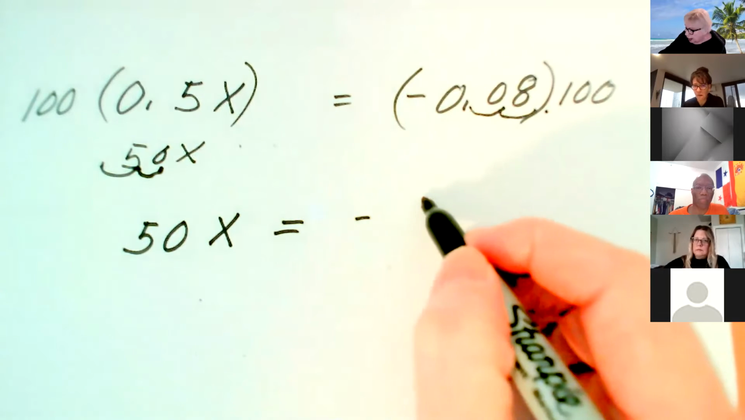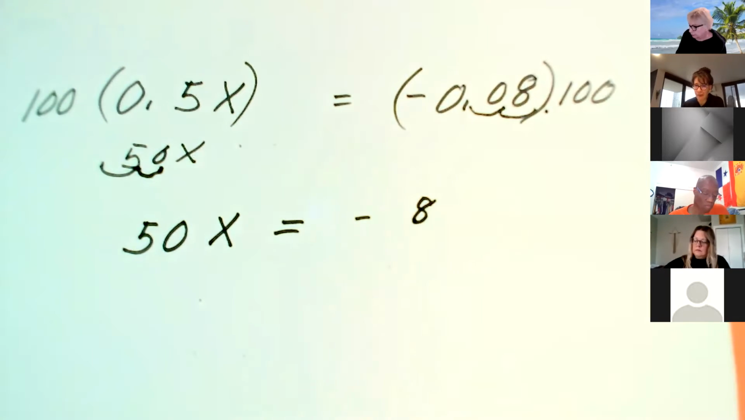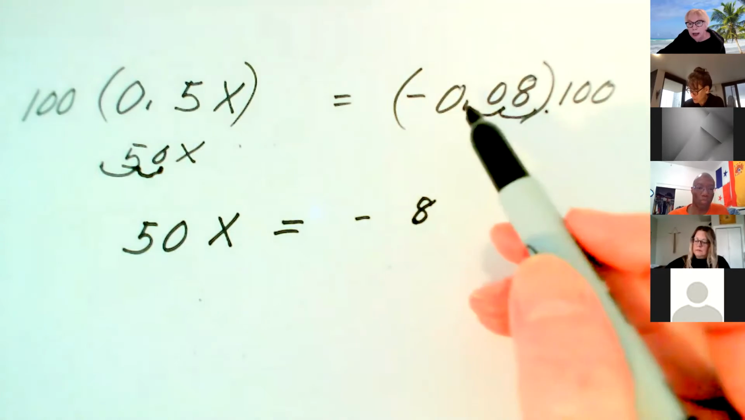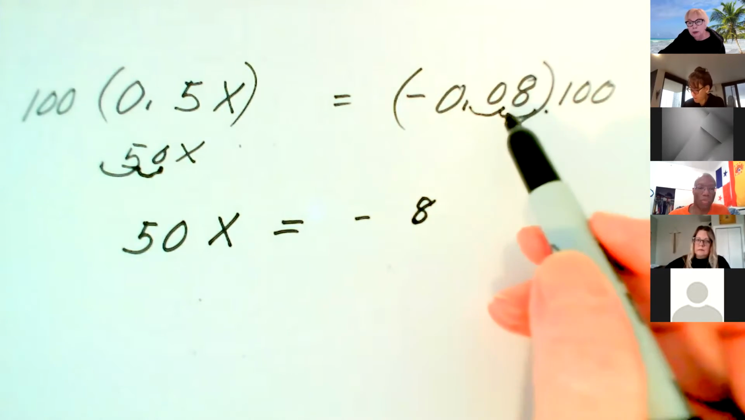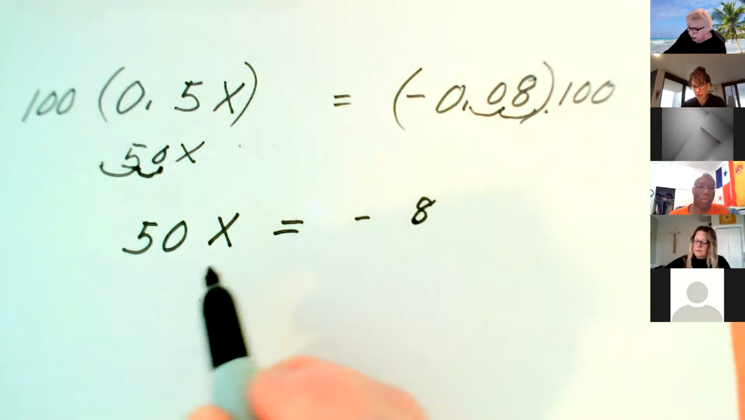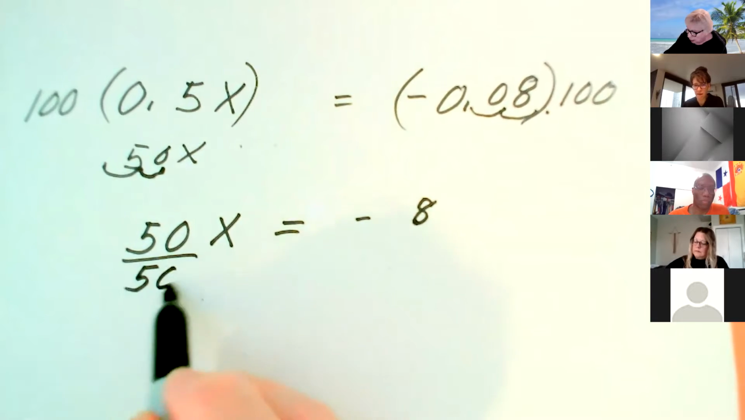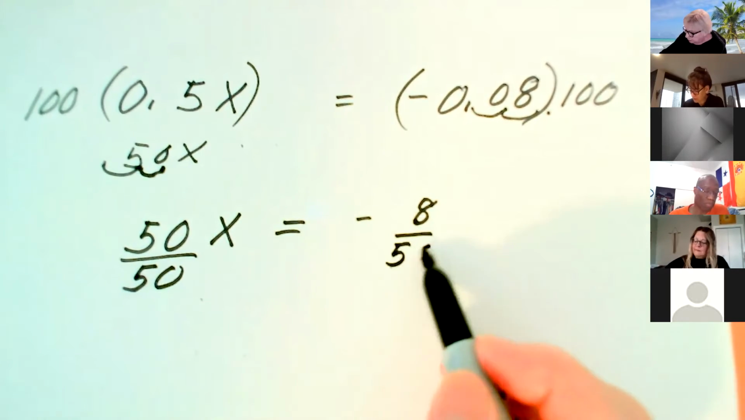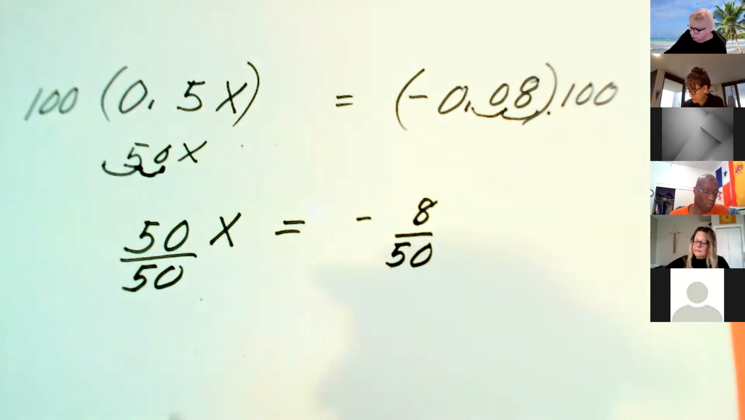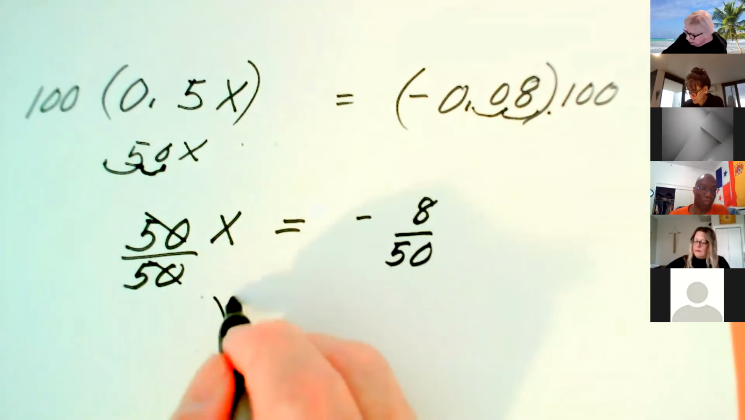So this is 8, right? 0.0812 multiplying by 100, yes, would be 8. And so you would divide both sides by 50.